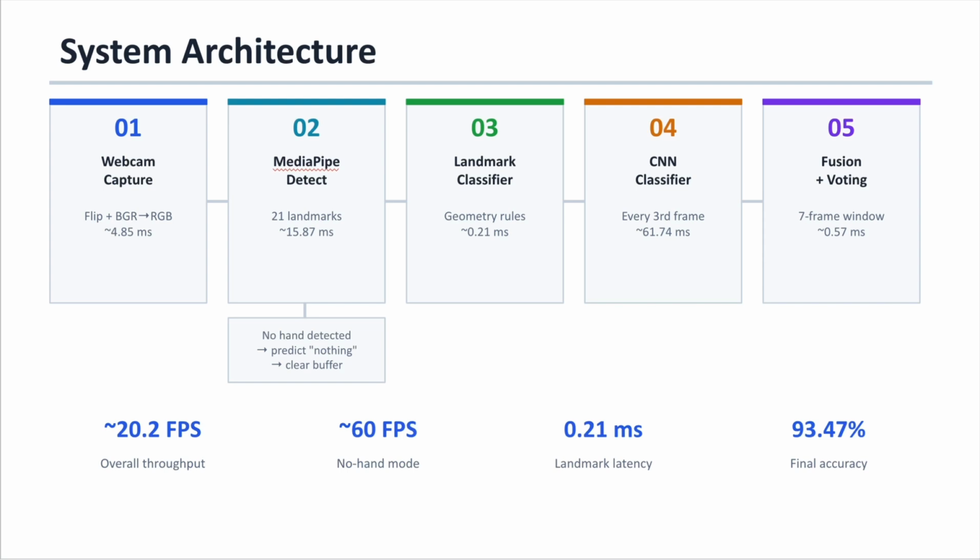Fifth, both outputs are fused through a 7-frame majority vote, and the sign is only committed to the output when confidence stays above 95% for 1.5 seconds. If no hand is detected at all, the system immediately clears the prediction buffer, preventing false letters from accumulating. Key takeaway: 20.2 FPS overall, up to 60 FPS in landmark only mode with a sub-millisecond geometric fallback. I will now hand over to Miftilul.